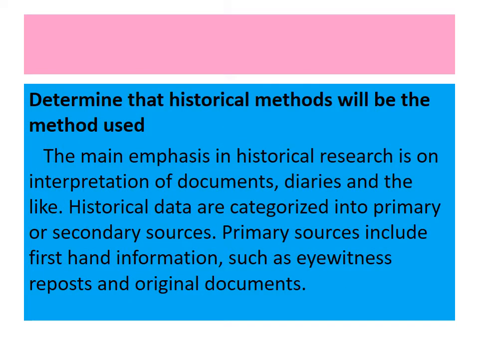Next, determine that historical methods will be the methods used. Here, the main emphasis in historical research is on interpretation of documents and diaries. Whatever historical data we have, we categorize as primary or secondary sources. For primary sources, the first-hand information such as eyewitness reports or original documents, we have to make an interpretation.